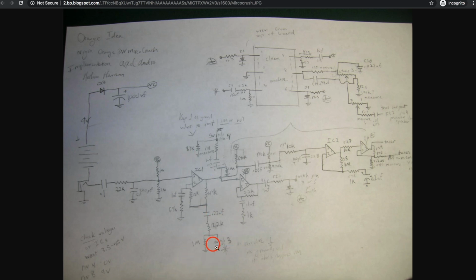This network here, where it connects up to this switch, can change the characteristics of this amp. So this is clean or overdrive mode. When the switch is in the overdrive position, this network here gets connected to ground, and that basically bypasses this 1 meg resistor to ground and changes the gain characteristics. But for now, let's say we're in clean mode.